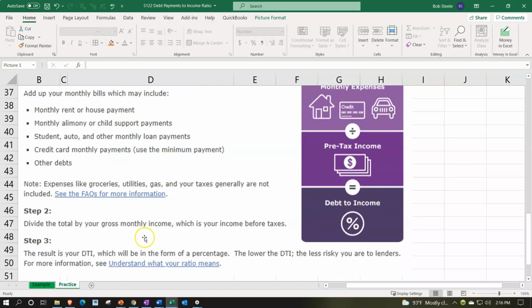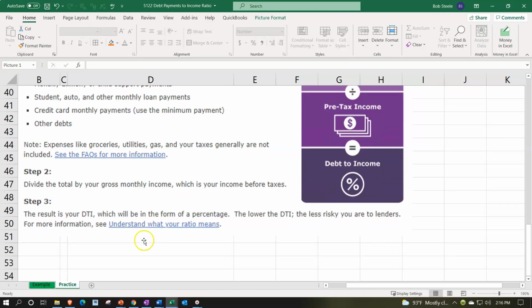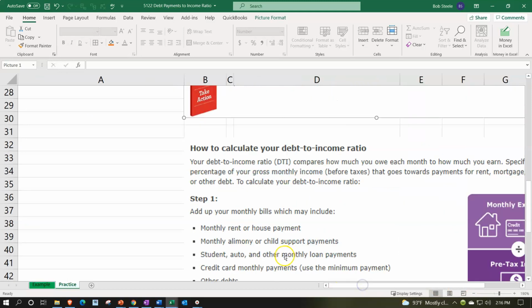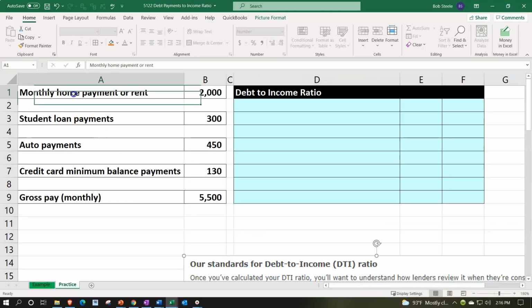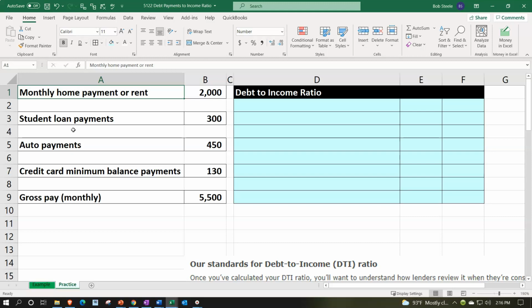And then we're going to take that and divide the total by your gross monthly income, which is your income before taxes. The result is your DTI, which will be in the form of a percent. And we're going to put that in a percentage form. So if we look at our data on the left, we're going to say that we have the monthly home payments or rent.